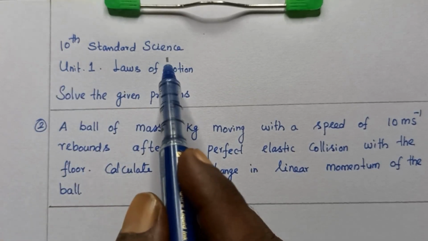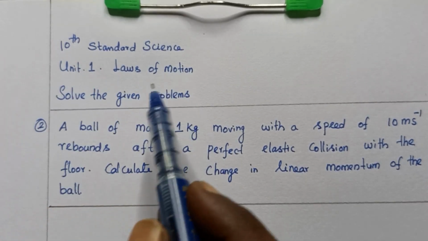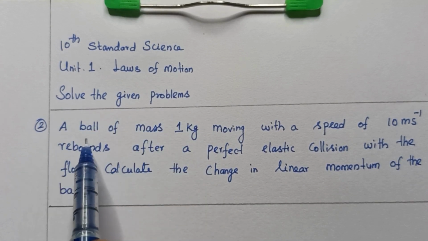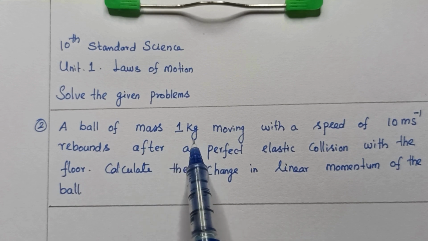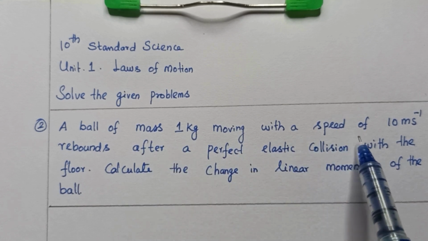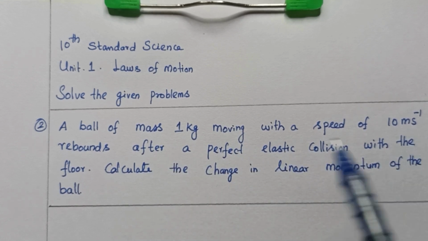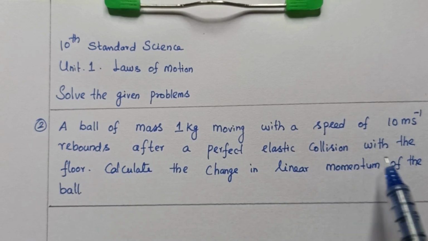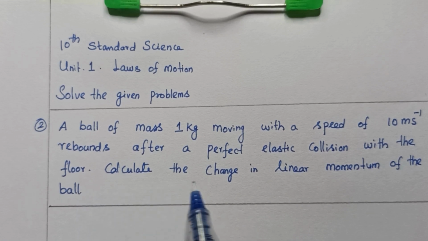10th standard science, unit 1, laws of motion. Solve the given problems, problem number 2. A ball of mass 1 kilogram moving with a speed of 10 meter per second rebounds after a perfectly elastic collision with the floor. Calculate the change in linear momentum of the ball.